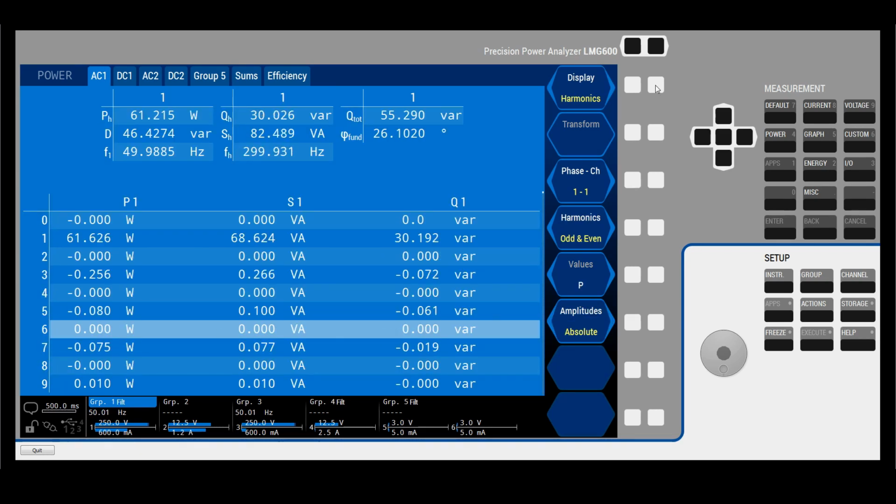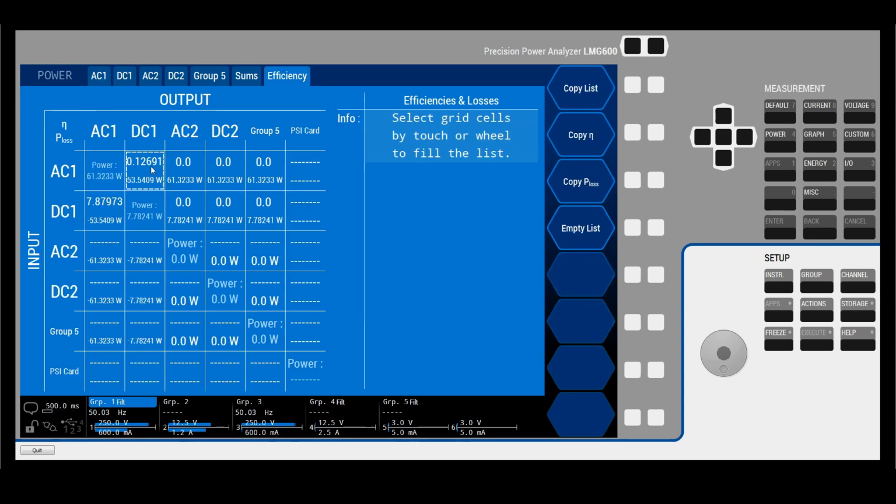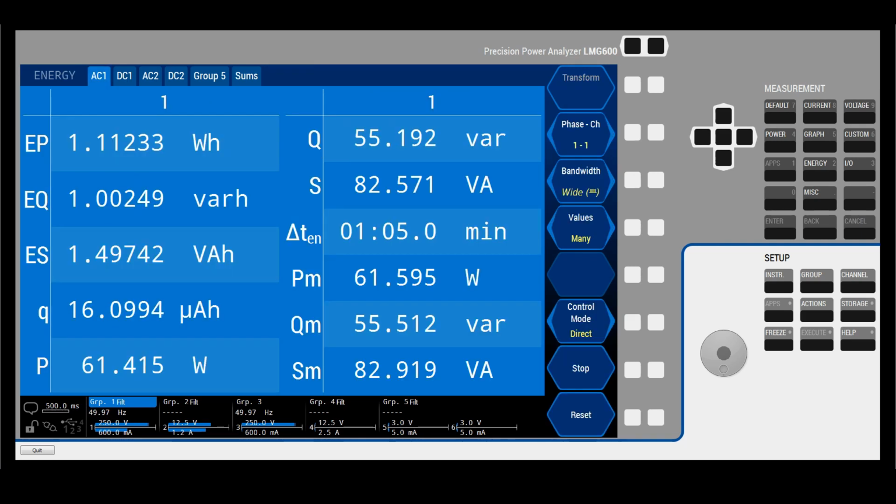If we further analyze the harmonics of the power, we can separate the reactive power to the part caused by the lagging current and the distortion power. In the power menu, we can also find the efficiency tab, which uses the group concept to calculate the efficiency. Here, we measure an efficiency of only 12.8%. Our lab power supply seems quite inefficient.